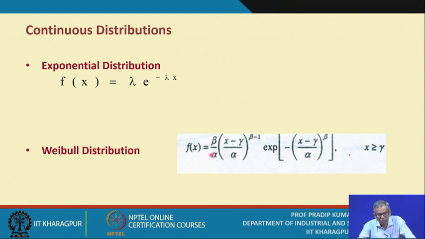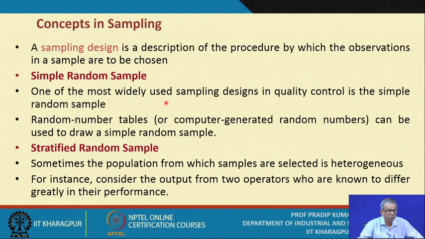So, Weibull distribution has 3 parameters: gamma is referred to as the location parameter, beta is the shape parameter, and alpha is the scale parameter. Okay, so this we come across.